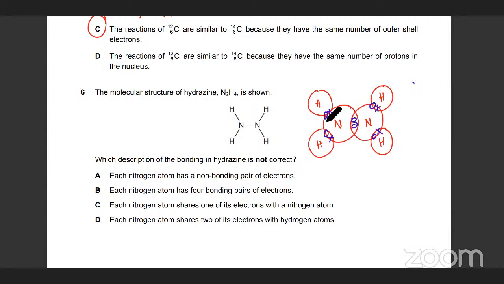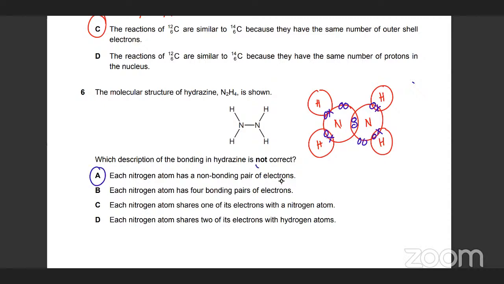Now, nitrogen has how many electrons? It's in group 5. So how many electrons does it have in total? It's in group 5, so that means it has exactly 5 valence electrons. Three of them are bonding, so there would be 2 electrons left. And this nitrogen would be exactly the same. The remaining electrons are the non-bonding electrons. So out of the 5, 3 of them are bonding: one over here, one over here, one on this side. 2 would be left. So each nitrogen atom has a non-bonding pair of electrons, and that statement is correct.